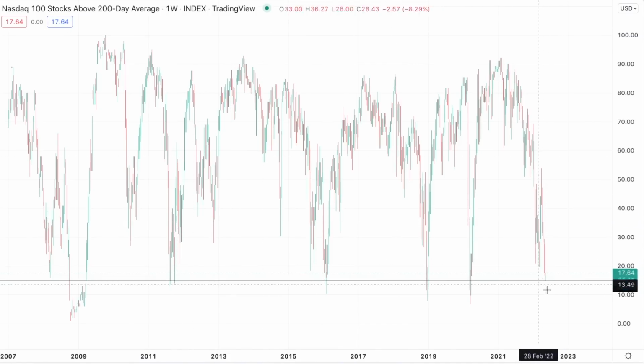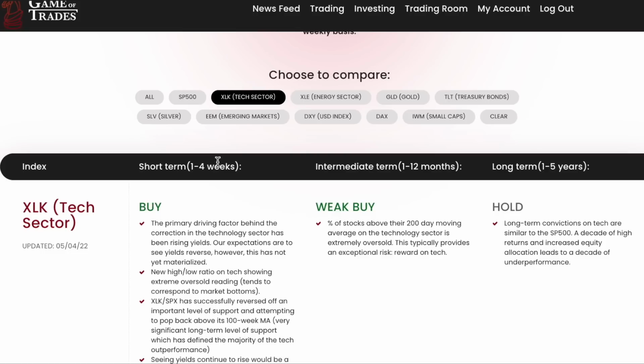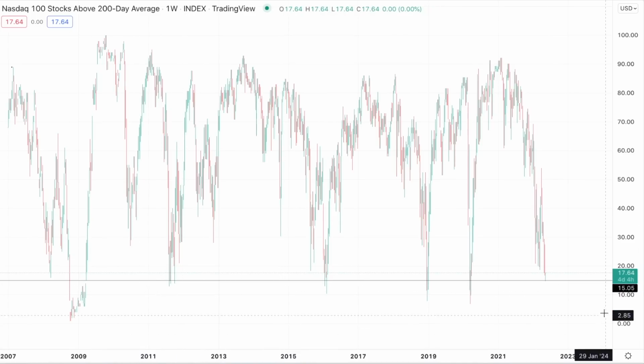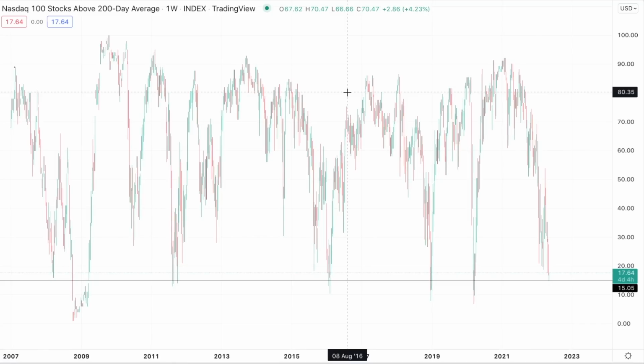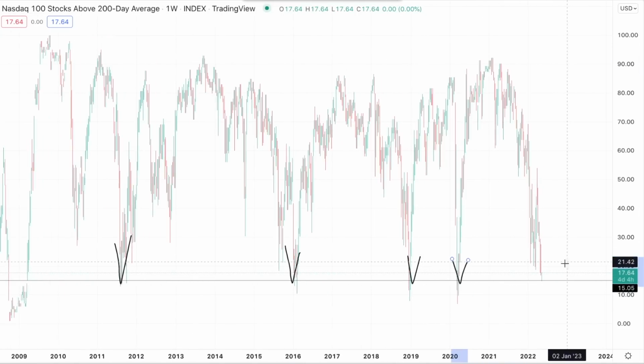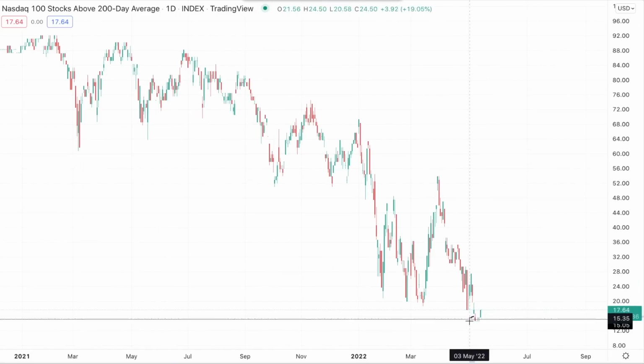As it hit that 15% level, our short-term ratings on the tech sector switched to a buy for the short term at least. And that's just because of the probability of this level. Nothing is 100% in the market. It's all about data. It's all about statistics. And when you have that type of level where you've got so many important reactions off that key 15% level, you can see it marks systematically very important bottoms in the stock market, or at least on the NASDAQ 100.